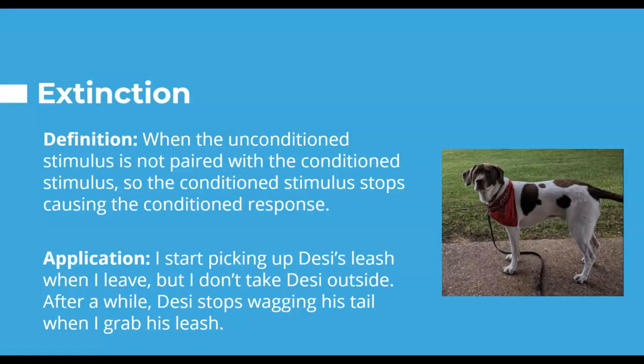So extinction, the definition of extinction, again in my own words, is when the unconditioned stimulus is not paired with the conditioned stimulus. So the conditioned stimulus stops causing the conditioned response. So the application, I start picking up Desi's leash when I leave, but I don't take Desi outside. After a while, Desi stops wagging his tail when I grab his leash. Please notice a few important things in here. The conditioned stimulus still has to be involved, but is no longer paired with that unconditioned stimulus, right? So I'm getting his leash, but I'm not taking him outside. So that conditioned stimulus stops being associated with the unconditioned stimulus.